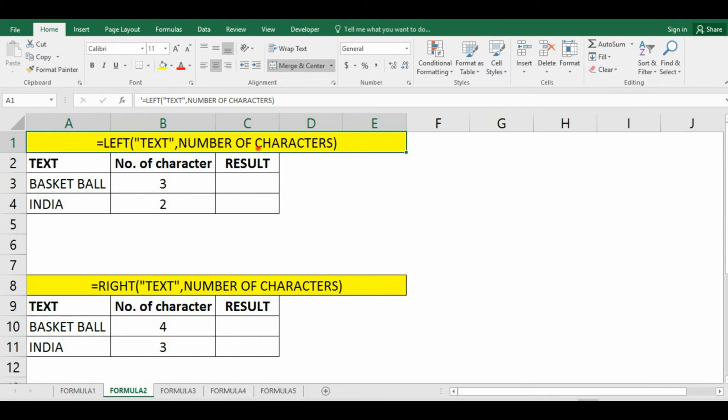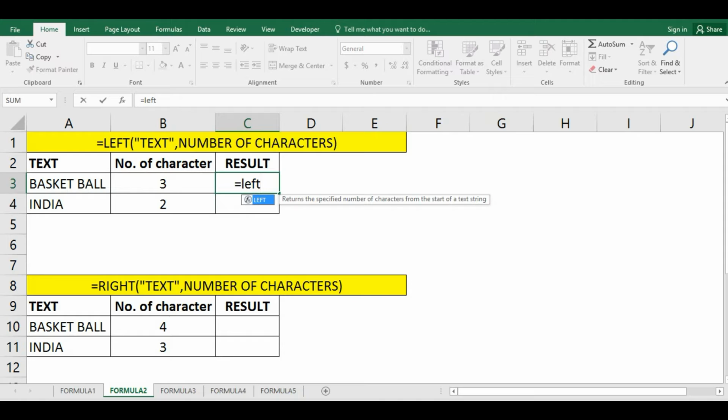Left formula. This is syntax for left formula. This formula is used to extract the number of left characters from the given value. For example, I am going to extract 3 left characters from this value and 2 left characters from this value. Select the text, 3 number of characters.